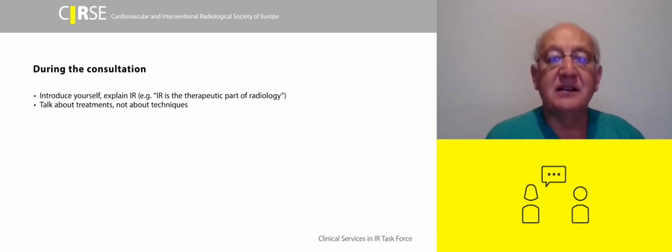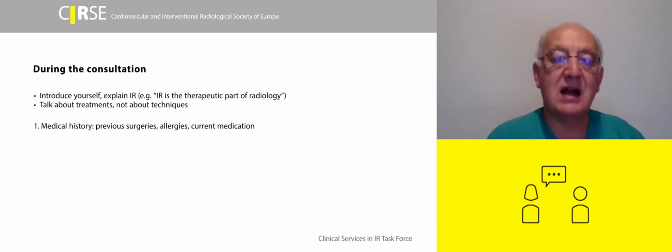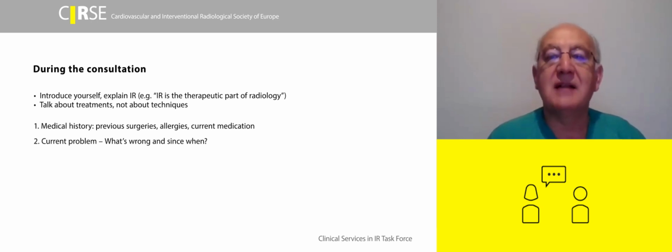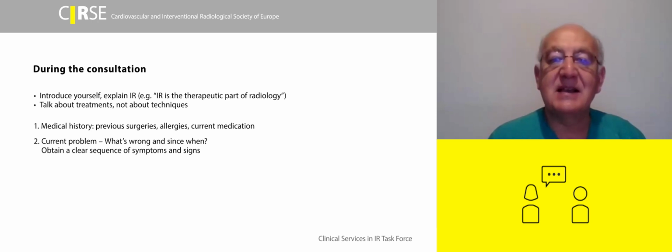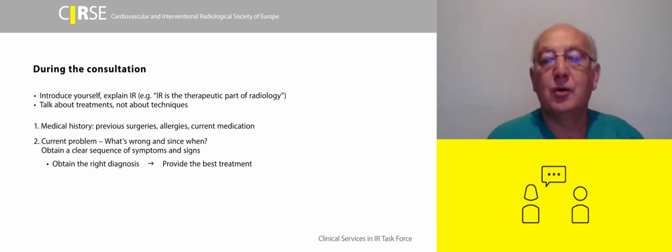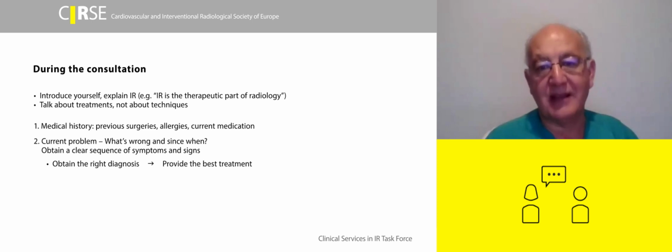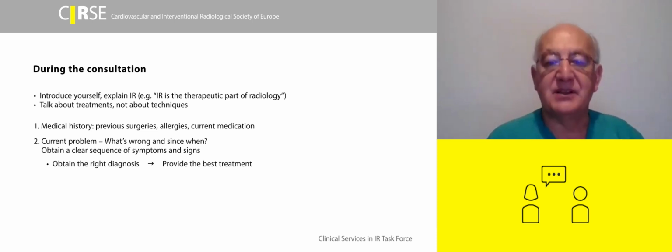After that, during the interview, the core of the interview has 3 points. First, the medical history: the previous surgeries, previous illnesses, allergies, and current medication. We have to write down this data. The second point is the current problem. What's wrong and since when? This is the question that Hippocrates asked 2000 years ago, and it's the same for every consultation. What's wrong and since when? Obtain a clear sequence of symptoms and signs, and at the end, we are going to obtain the right diagnosis, and with the right diagnosis, we can provide the best treatment.